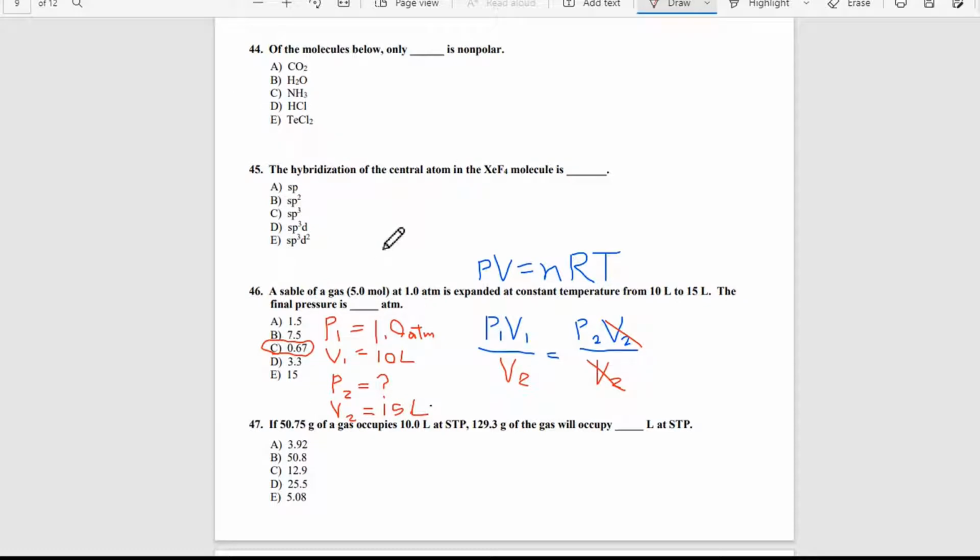45 is also a really good one: the hybridization of the central atom in XeF4. Now for that, you'd have to actually draw the Lewis structure. Whenever you're trying to figure out hybridization, you want to draw the Lewis structure.